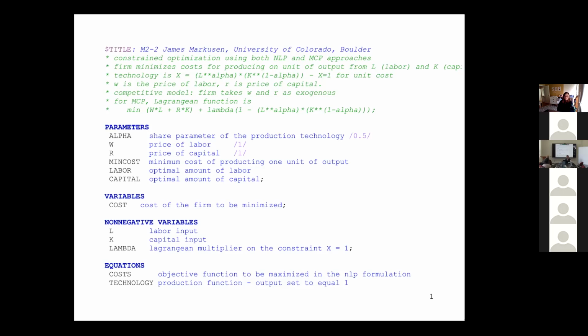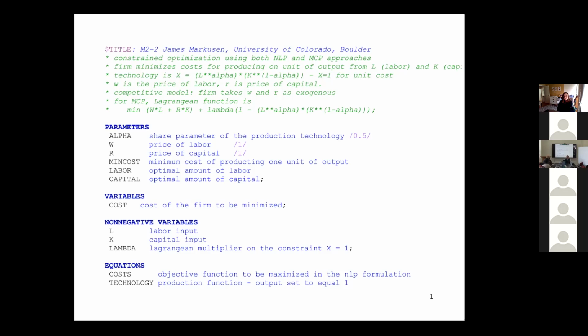Non-negative variables are labor, capital, and lambda, the Lagrangian multiplier. Normally we think of these Lagrangian multipliers as a pain in the butt. They actually have a lot of economic information. Sometimes, and I will show you this in the next example that's coming after this, they're shadow values of things. So in policy analysis, they're important. It says how unprofitable something is in equilibrium.